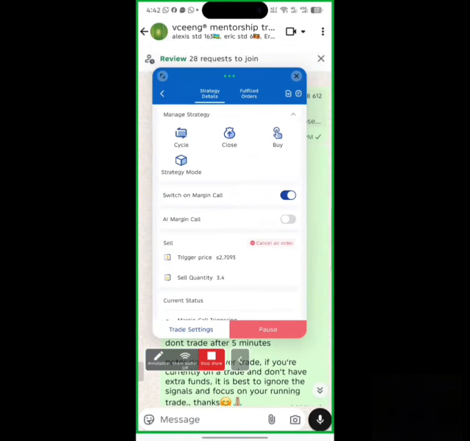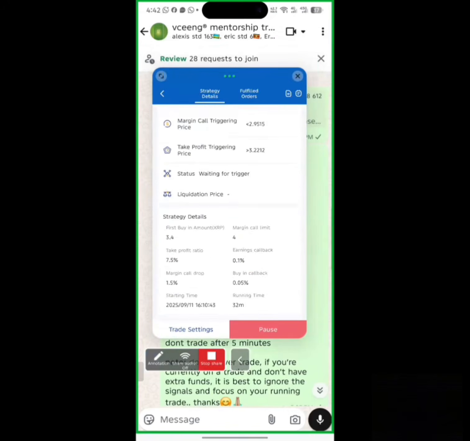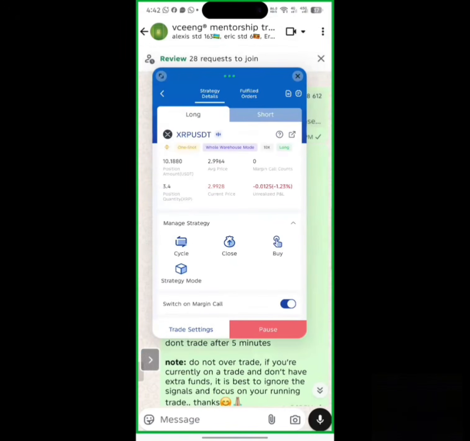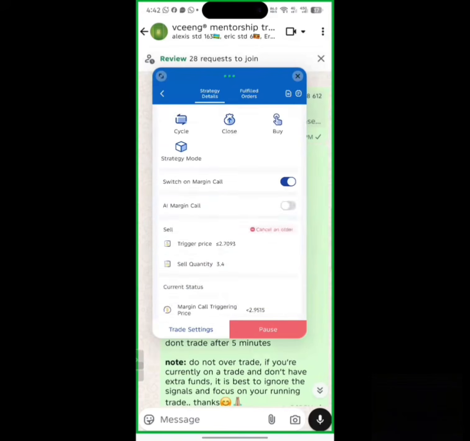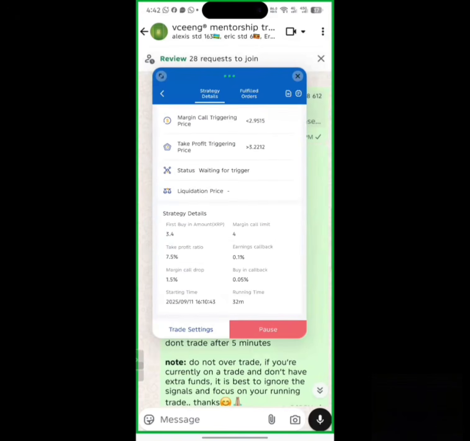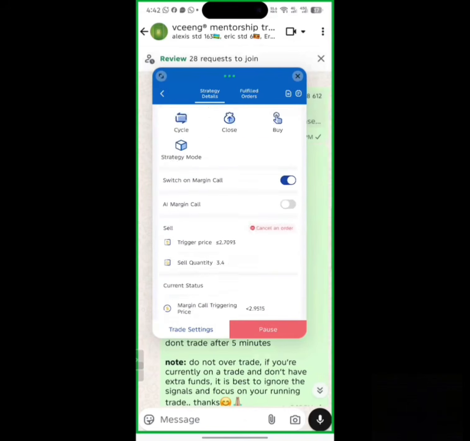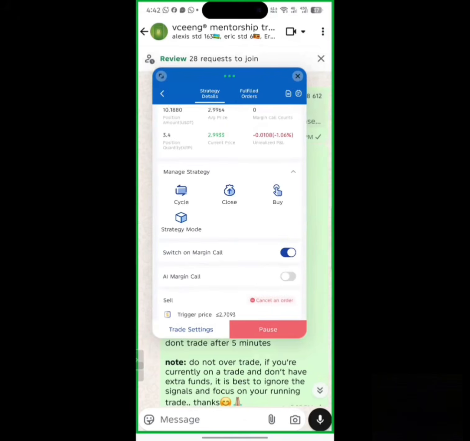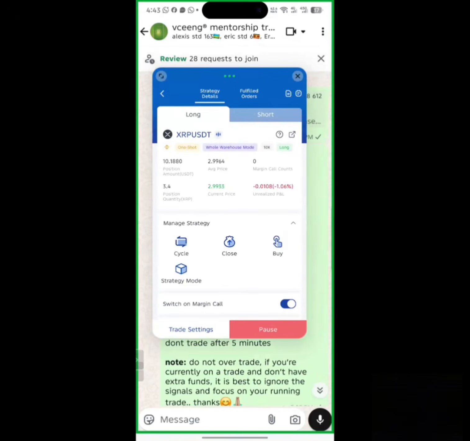So that's basically how to enter your trade and how to set your stop loss. I hope I've been able to cover all the necessary parts in entering the trade and setting your stop loss. I hope I've been able to cover the important parts, my friend. Let me know if I've covered the important parts.